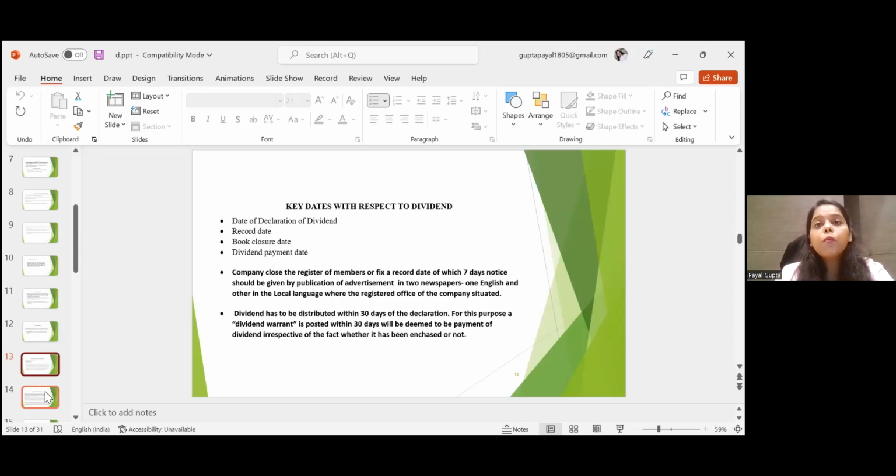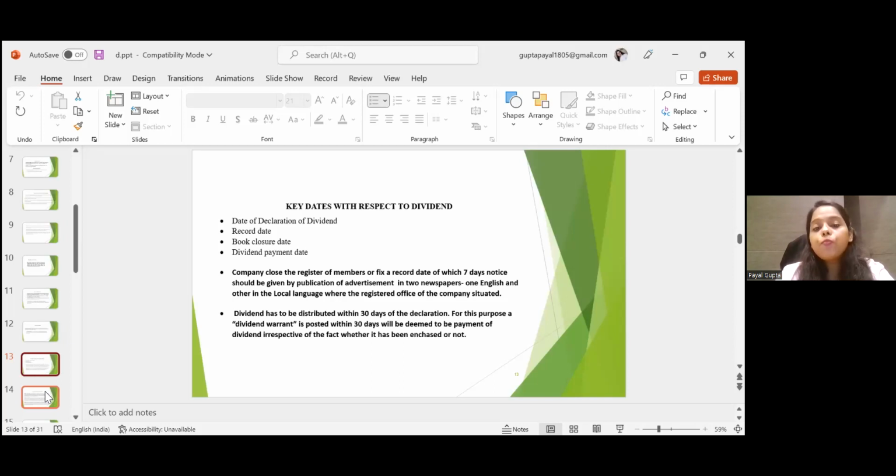Book closure date: when we keep the register of members closed, to decide who are going to get the dividend. That is, which members will receive the dividend we have to give. Record date and dividend payment date.